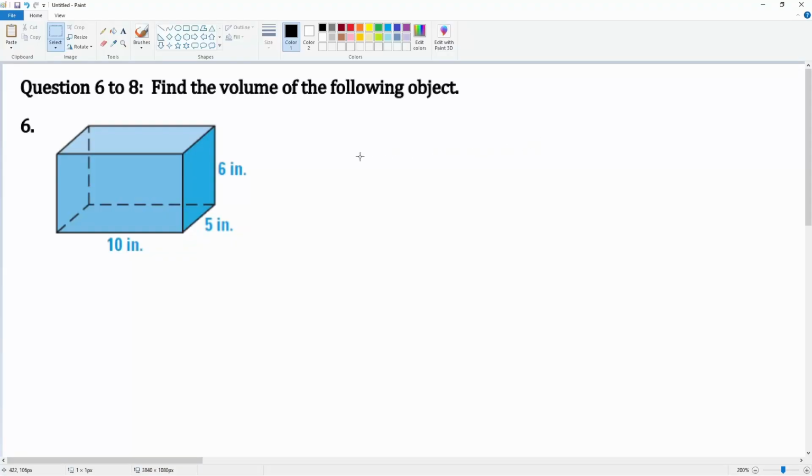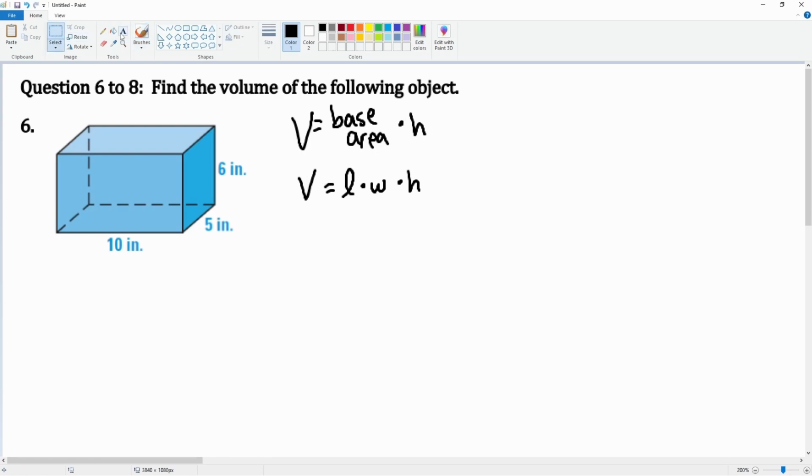Number 6, we are looking to find the volume of this object here. This is a prism, and the volume is going to be defined as the length times width times the height. Where this is coming from is the original formula of volume equals base area, and we are going to stack it a height.